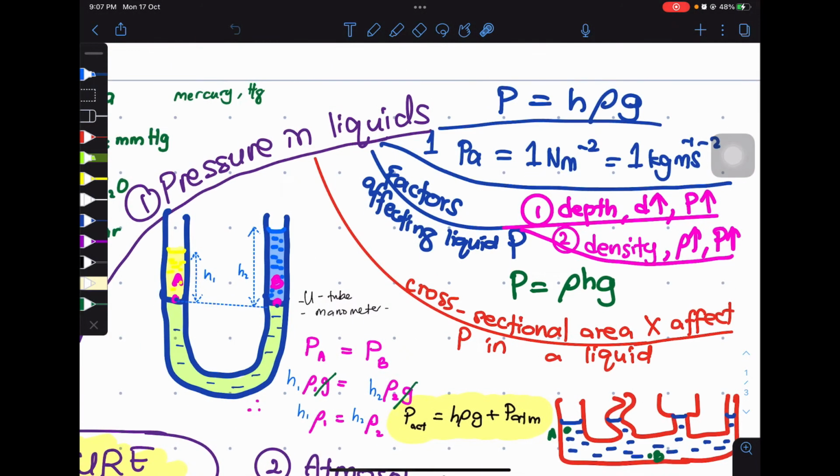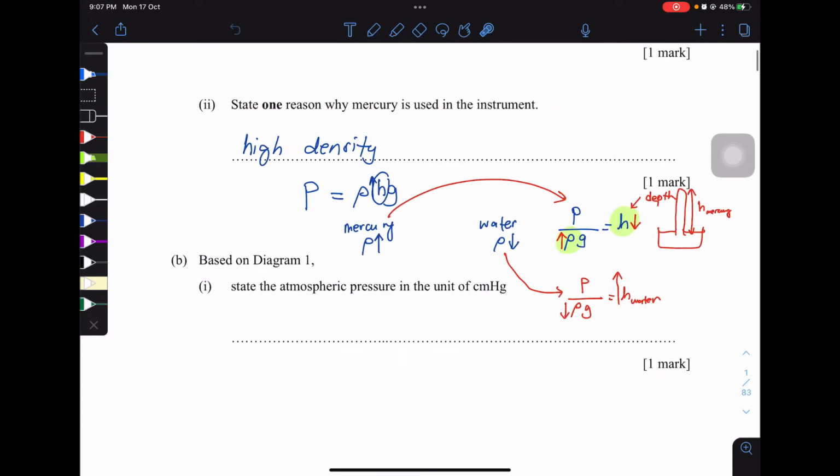Pressure in liquids: pressure equals h rho g. This one is rho, not P. Rho means density, and g is the gravitational acceleration, the gravitational strength. Now from this formula, rearrange it so that h, the depth, equals the pressure over density and gravitational acceleration.